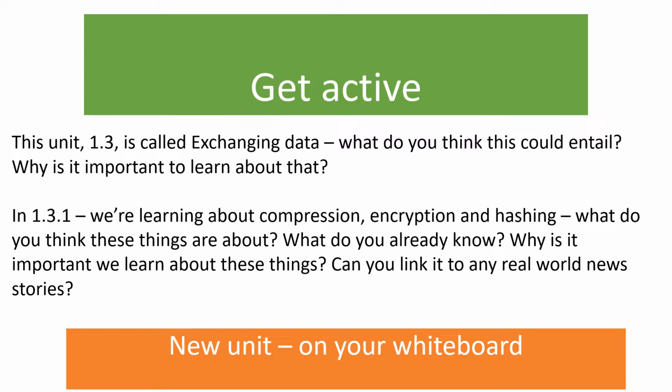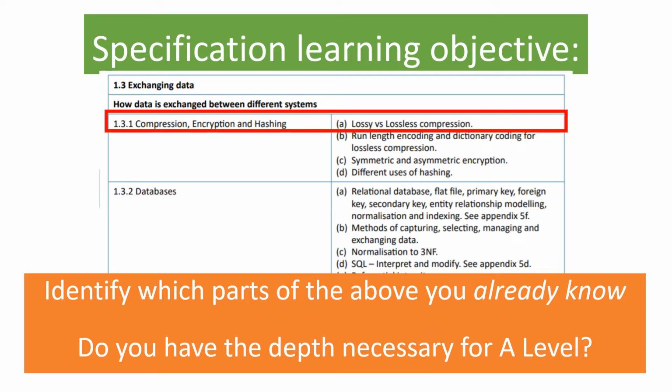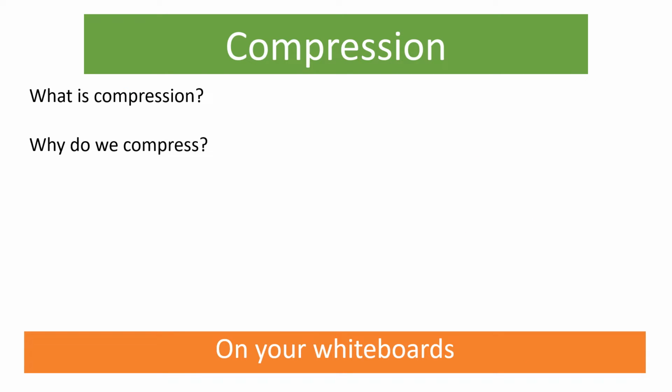In this new unit, we're going to be looking at something called exchanging data. We're learning about encryption, hashing, compression, and all about web technologies as well. We're starting this unit looking at compression, encryption, and hashing, particularly first of all at compression. Our key questions today are: what is compression and why do we compress?